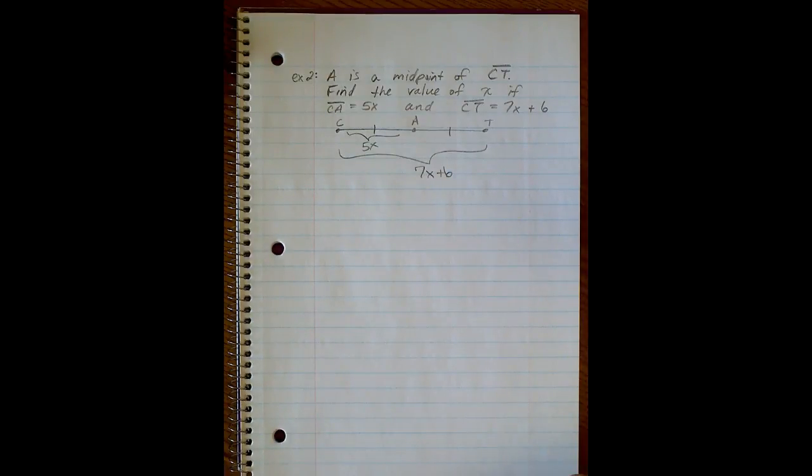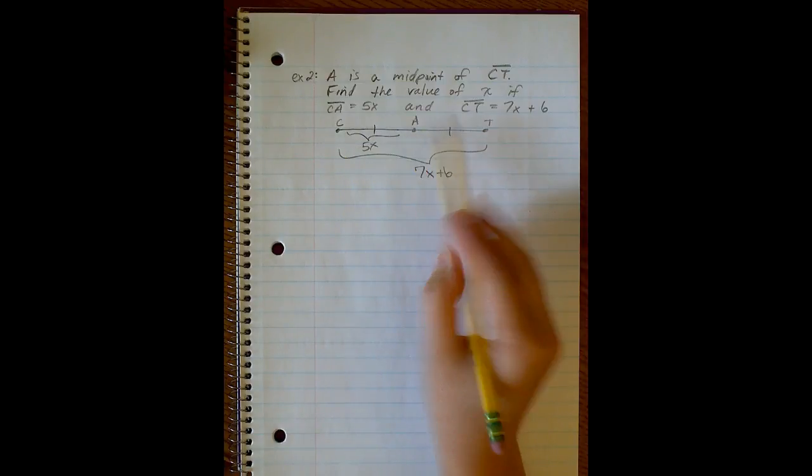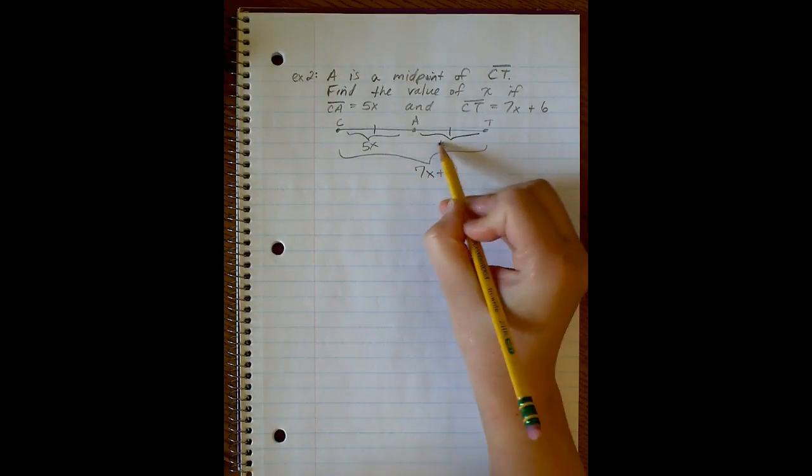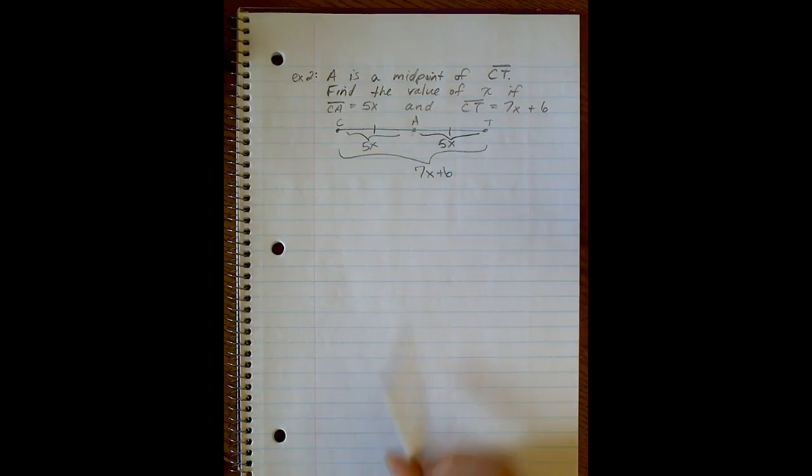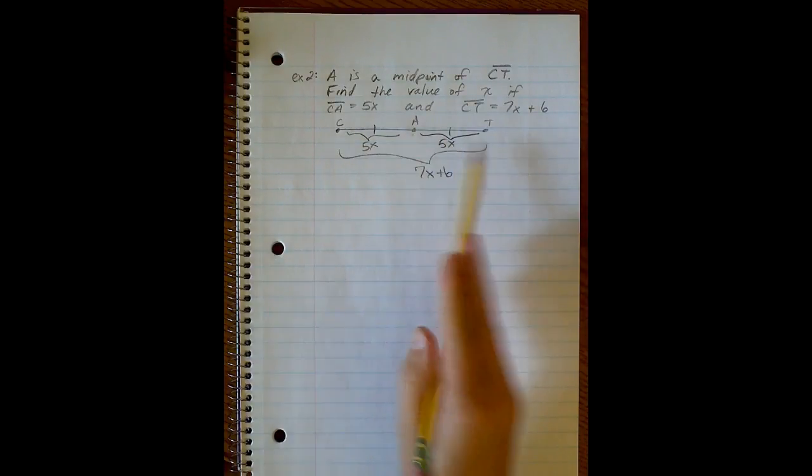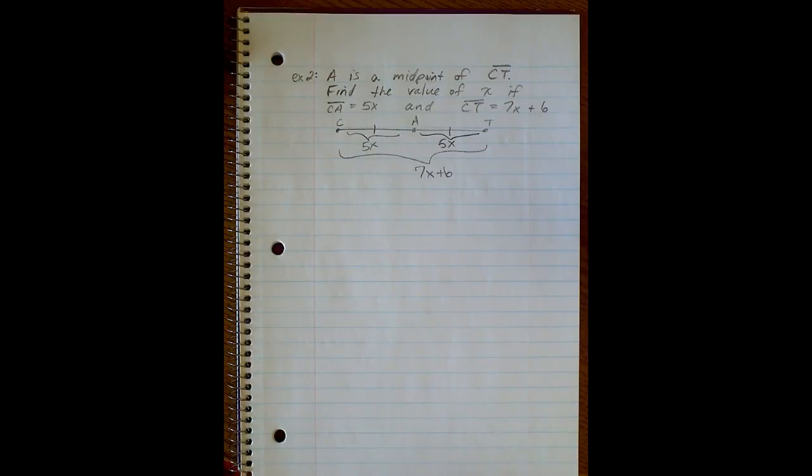Some people may also think of it this way. Well, if this is 5x and AT is congruent, that must be 5x. So that means the whole thing is also the same as 10x. However you want to think about this problem, it's going to result in the same equation.